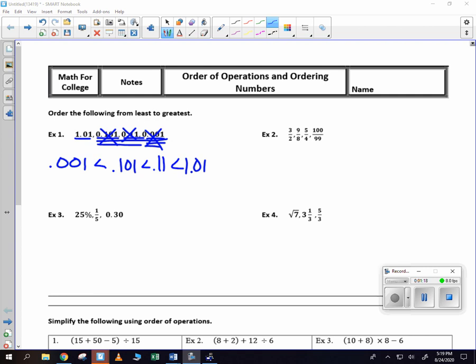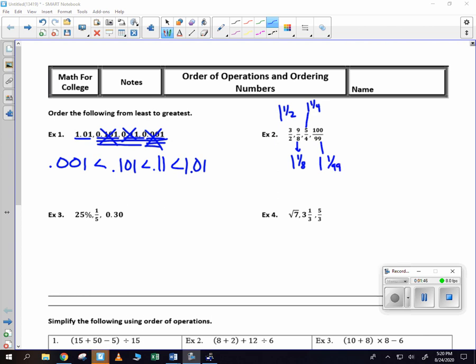This one looks a little bit more complicated as you have these fractions. How do we tell the difference between these? Well, you might think of it like this. 3/2 is the same as 1 and 1/2. 9/8 is the same as 1 and 1/8. 5/4 is the same as 1 and 1/4. And 100 over 99 is the same as 1 and 1 over 99.